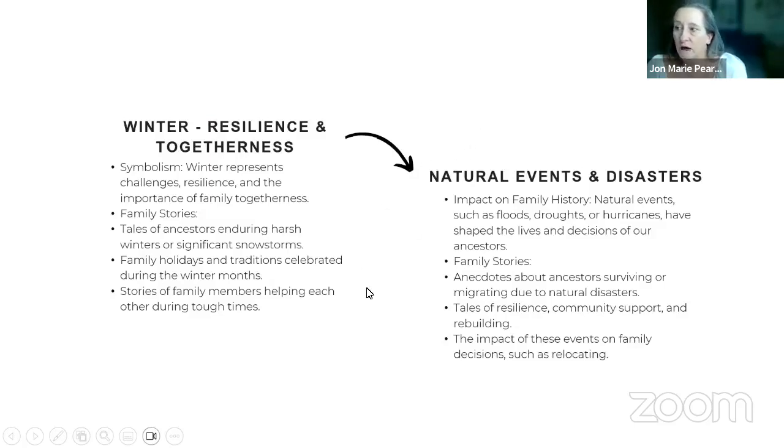Another theme to think about is natural events and disasters. These impacted our ancestors, such as floods, droughts, hurricanes, and they shaped the lives of our ancestors. They would lead to decisions that our ancestors made. And our ancestors had to survive and migrated due to natural disasters. And these are all their stories. Community support and rebuilding.